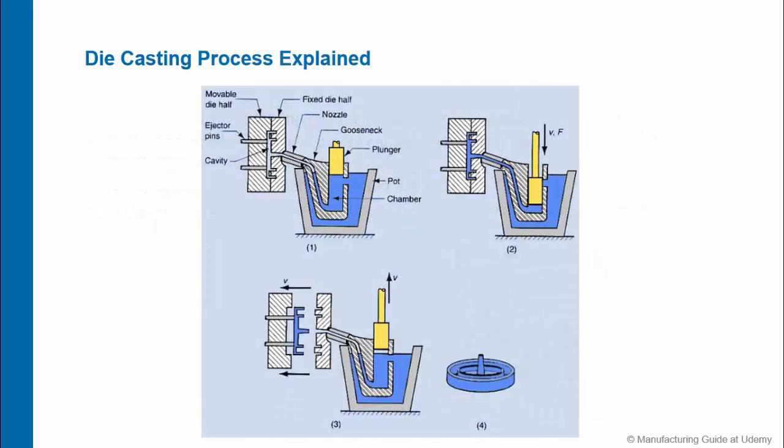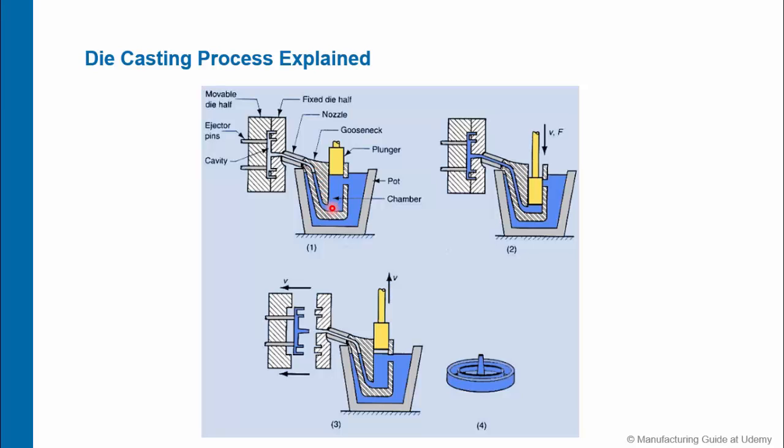Let's go through the process briefly. As you can see here, this is the setup of a typical die casting process. This is the reservoir that stores the molten metal. The mold is divided into two parts, movable die and fixed die. The inner cavity of the dies is connected to the reservoir via the nozzle.